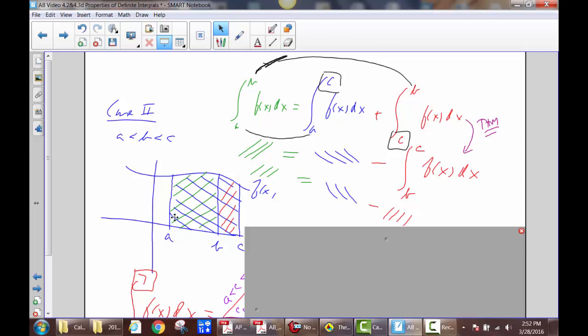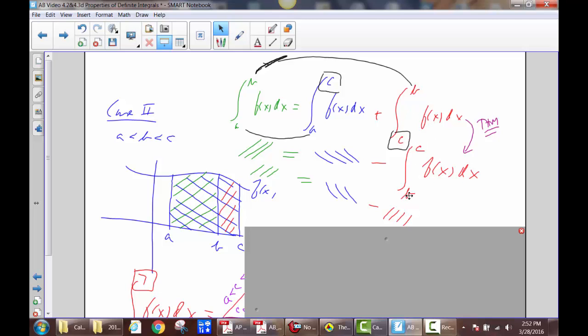So the green area would be a to b. The blue area would be a to c. And the red area would be from c to b. Now, the thing is, though, because this is from c to b, which is going backwards, this would actually have a negative value, right? Because the dx's are all going to be negative, although the f of x's will be positive. So what I'm going to do is switch the order, which is c to b.